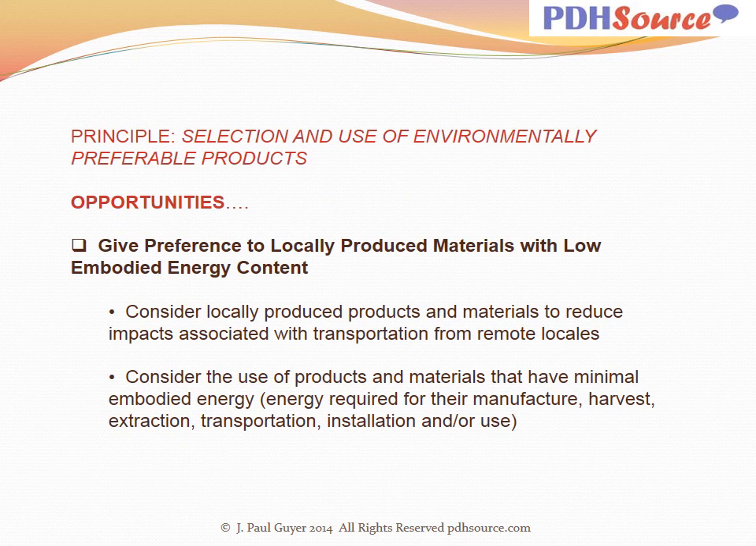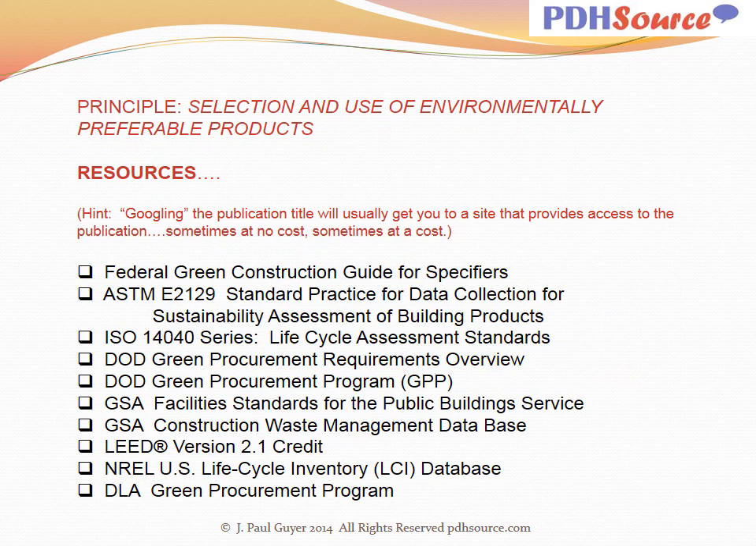That is, giving preference to locally produced materials with low embodied energy content. In other words, don't buy the lumber in Georgia and truck it all the way across the country to build a house in Oregon, because there's plenty of forests in Oregon where you could get your lumber from.